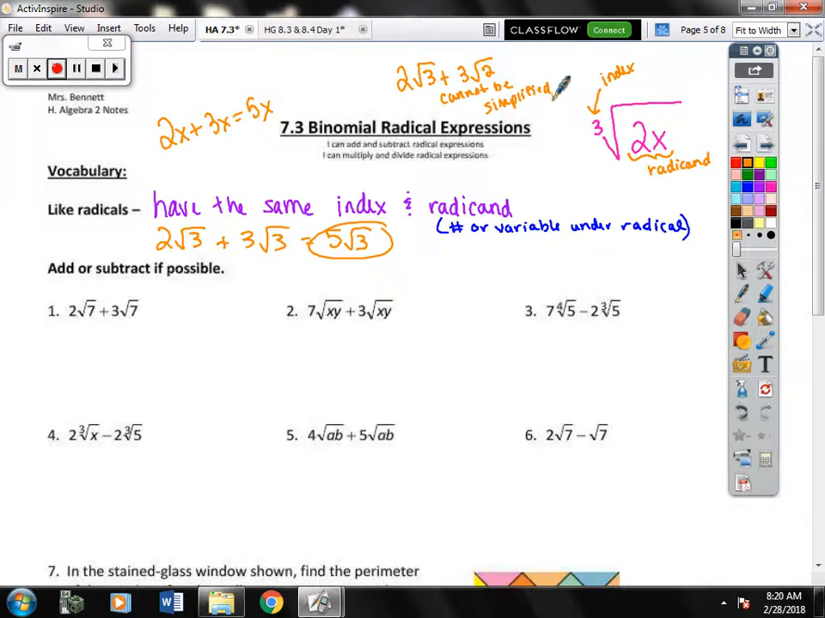So below we have add or subtract if possible. So check, we have the same index. We have the same radicand. So we can add the outside numbers. 2 plus 3 is 5. And we keep that radical the same, square root of 7. Do not make it 14.